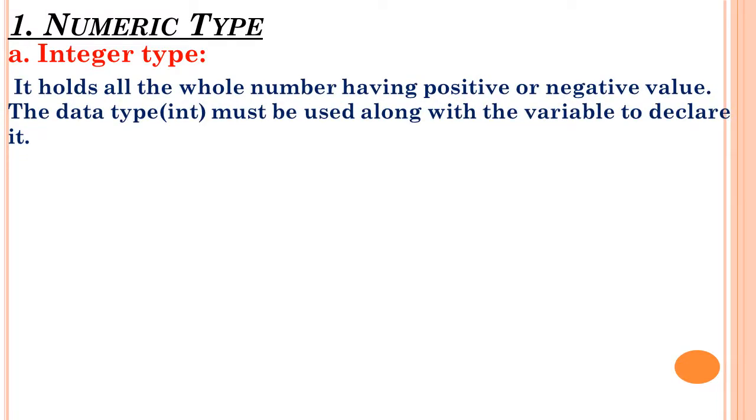What is the meaning of integer type here? Integer type means it holds all whole numbers having a positive or a negative value. Whole number in the sense what? Without a decimal point, either a positive number or a negative number it will store. The data type int must be used along with the variable to declare it. Int is an integer kind of data type. How to use it? I'll give an example. If you are going to add two numbers, you will write a equals 10, right? 10 is an integer type. Why is 10 an integer type? It is a whole number without a fractional point, right?